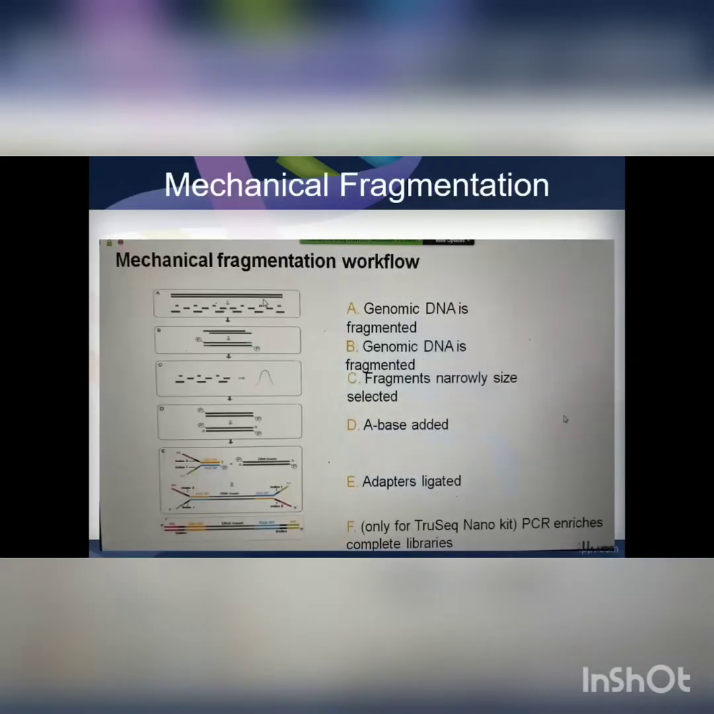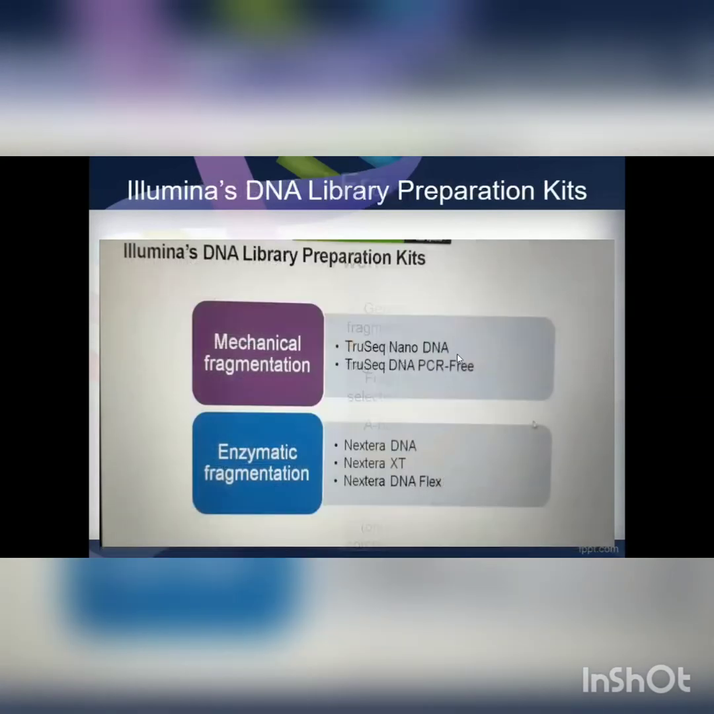So coming to the mechanical fragmentation, the workflow is as follows. Here the genomic DNA is fragmented. Then the fragments are narrowly size selected, and the adapters are ligated to the ends of these fragments. Then PCR is required to complete these libraries, but only for the TruSeq Nano kit. That's this one.